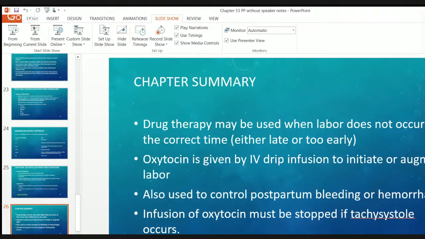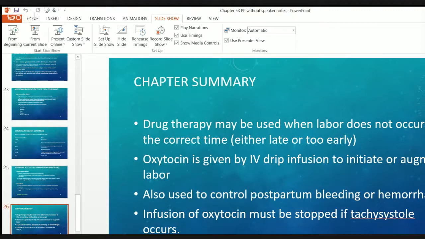So unfortunately, ladies, we've come to pretty much the end of this chapter. I hope that you have learned quite a bit in how we either start or augment labor, as well as how we control bleeding after delivery. And then on the complete reverse side of that, how we help women who go into labor too soon. So again, drug therapy may be used when labor does not occur at the correct time, either late or too early. It could be either way.